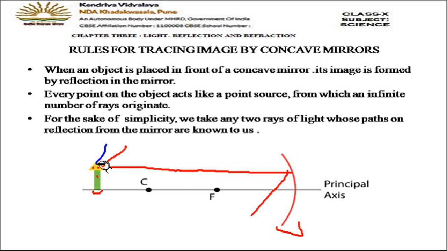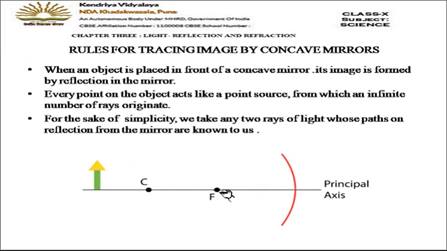If light strikes this point, from here also the light will go towards the mirror, and from there it will be reflected like this. But if you draw all these light rays, it will be very complicated for us to see the ray diagram. So for the sake of simplicity, we take only two rays. We consider any two rays coming from a point of the object, and using those two rays we can draw the ray diagrams. So let's start now with the rules and the positions of the objects.